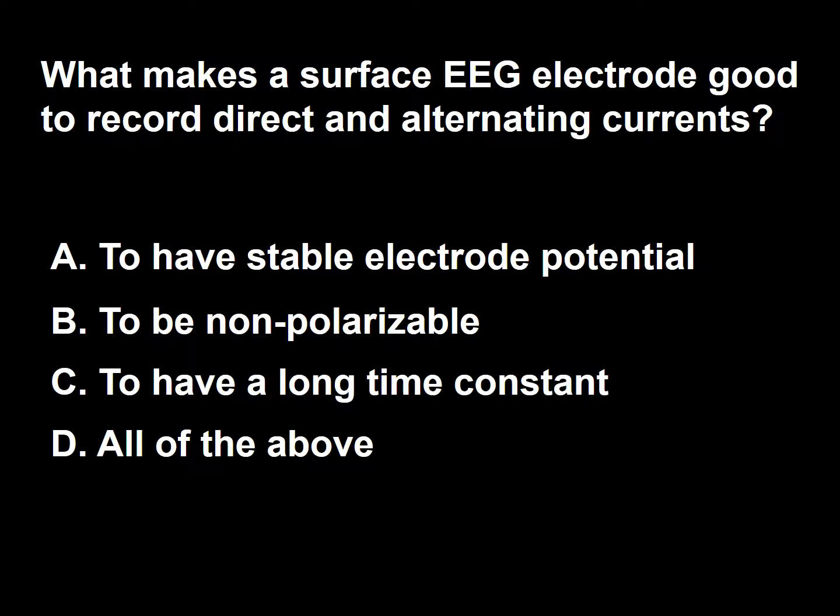Next question. What makes a surface EEG electrode good to record direct and alternating currents? A. To have a stable electrode potential. B. To be non-polarizable. C. To have a long time constant. D. All of the above. It stems from this question that EEG tracing, when recorded by a good EEG machine, will differ if the surface electrodes are good or bad.